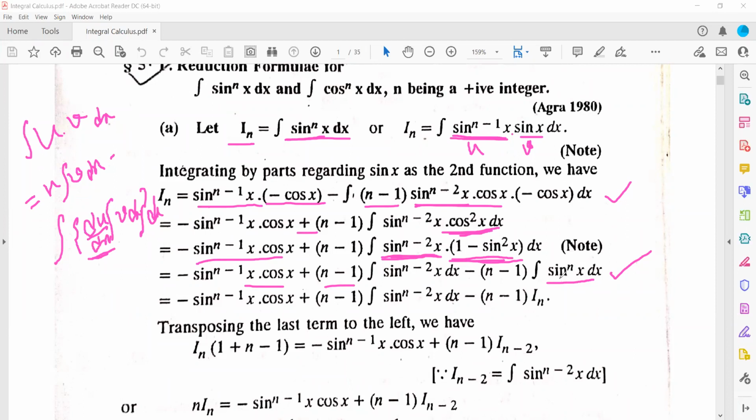n. So that is your integration sine to the power nx dx. Simply I have multiplied and then I have written separately.